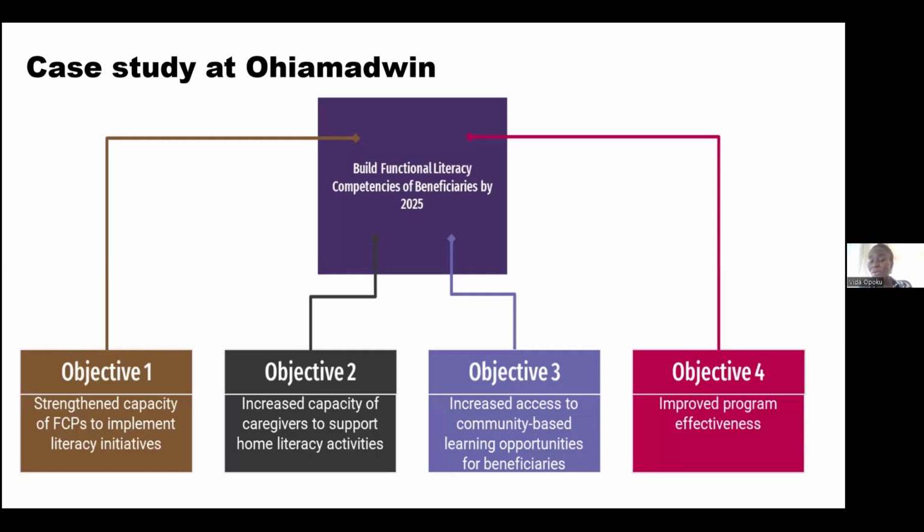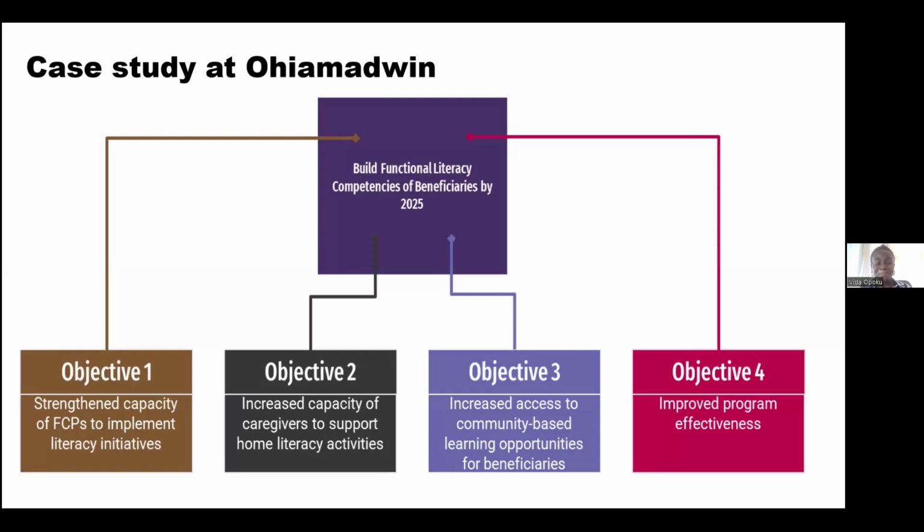Then also we want to see increased access to community-based learning opportunities for the beneficiaries. And finally, an improved program effectiveness, which is linked to objective 4, because if the program effectiveness in terms of them having the right skills to develop or design interventions, and they are able to manage those interventions or programs with the right capacity, the local implementing partners can actually work together to roll out those interventions targeted at the beneficiaries and their caregivers.